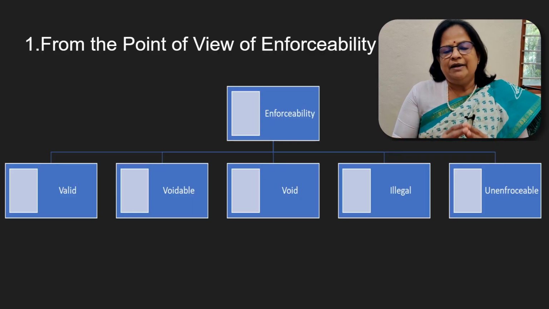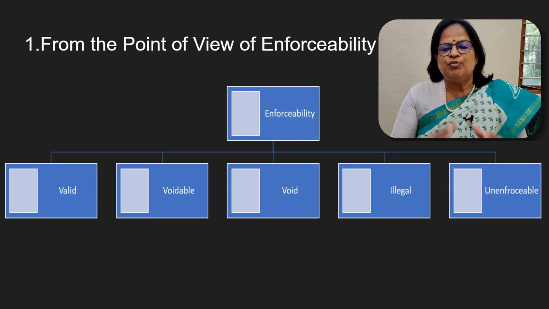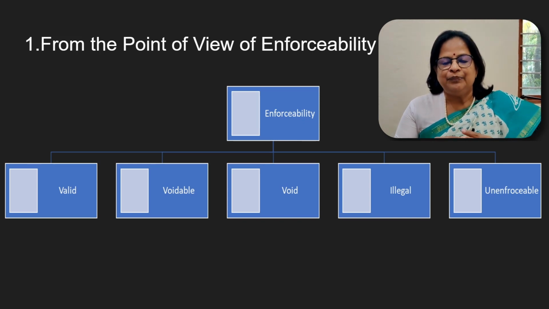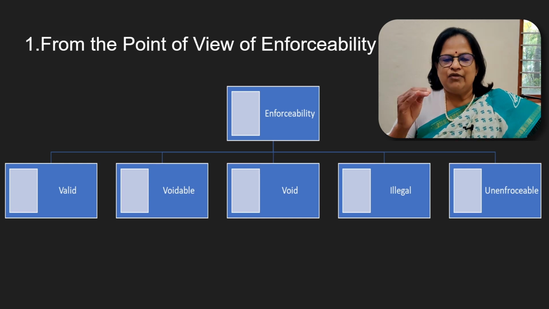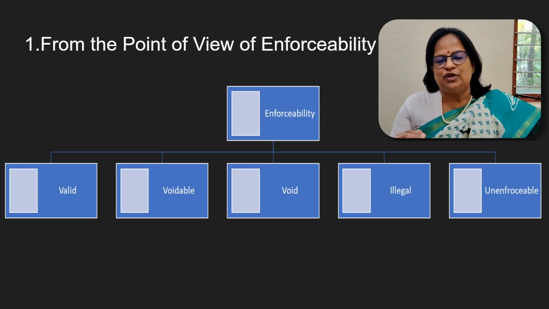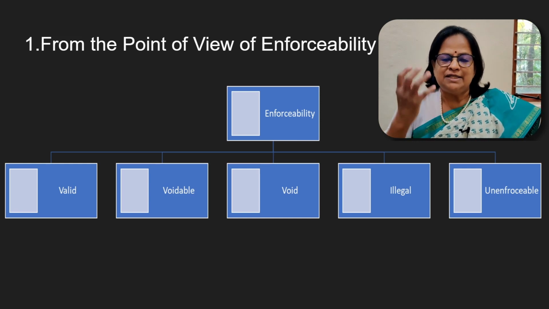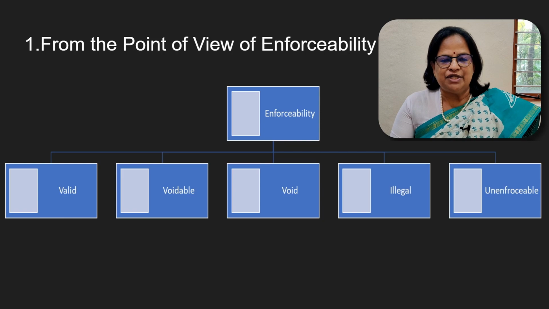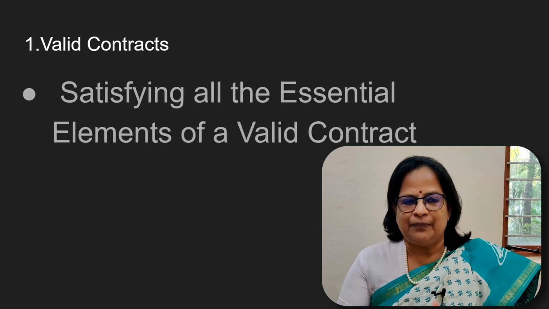If you divide the contracts from the point of view of enforceability, we can subdivide it into five headings. Enforceability is the legal aspect of the contract, that is, how far it is legally enforceable. The five subdivisions for this point are valid contracts, voidable contracts, void contracts, illegal contracts, and unenforceable contracts.